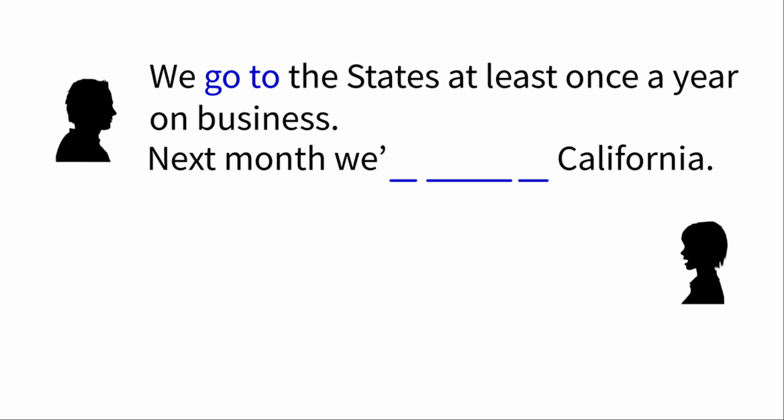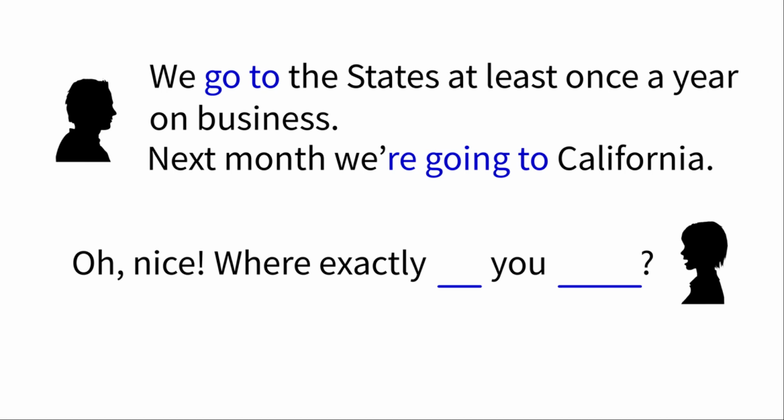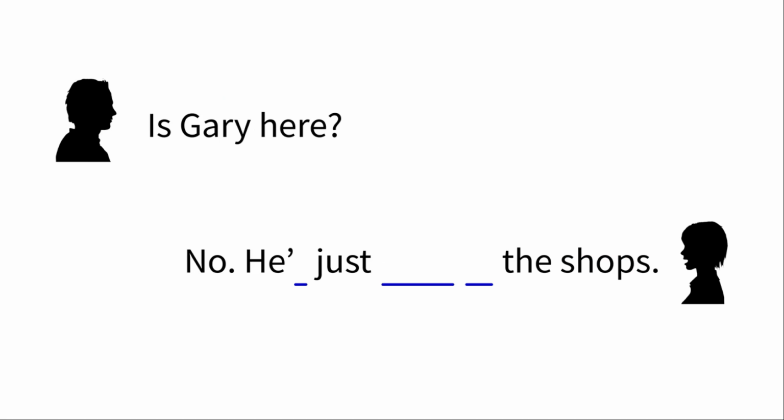Next month, we California. Next month, future. Next month, we're going to California. Oh, nice. Where exactly you talking about the visit next month? Where exactly are you going? Is Gary here? No, he just the shops. So he isn't here. He's visiting the shops. He's just gone to the shops.